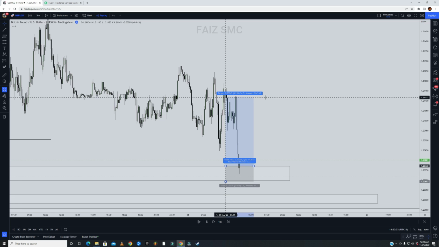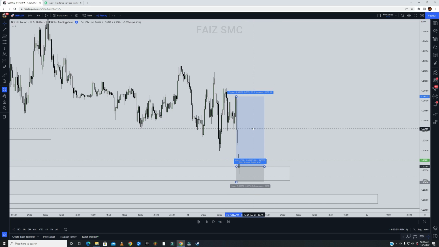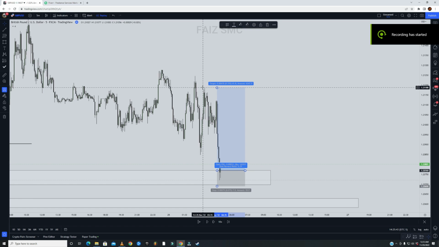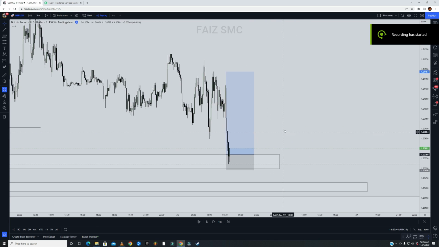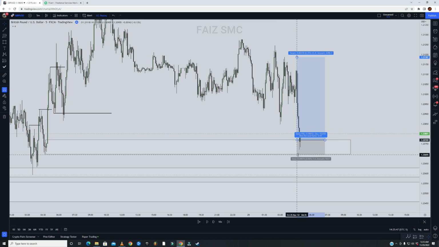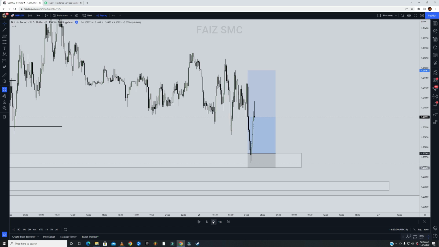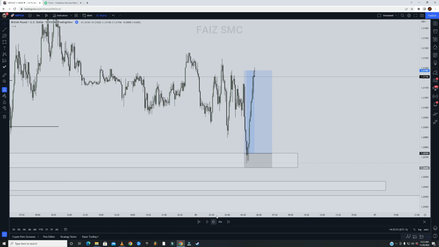I could target simply these highs right here, or I could target this high around here, and this would give me a 5.29 risk to reward. We can actually make it smaller like this. So let's see how this plays out. And we hit our take profit.